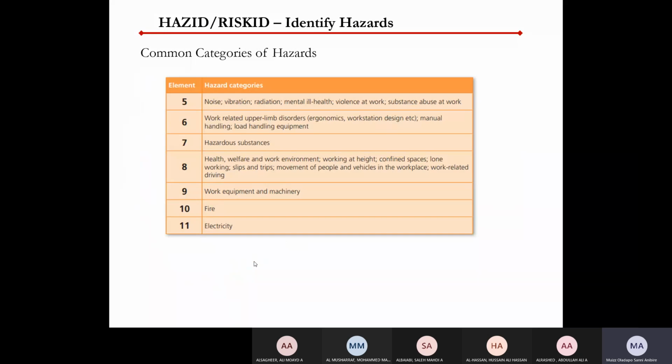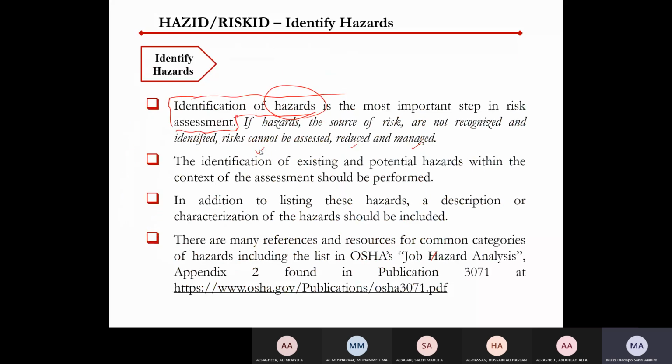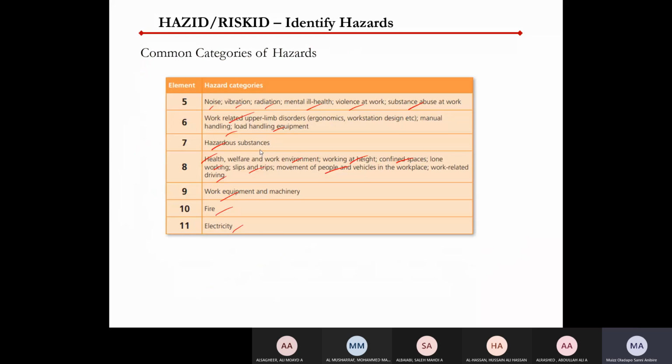So here you can see another categorization which is used by NEBOSH. You have hazard categories such as noise, vibration, radiation, mental ill health, violence at the workplace, substance abuse at work, ergonomics, work-related upper limb disorders, manual handling, load handling equipment, hazardous substances, health, work environment, welfare, working at height, confined spaces, lone working, slip, trips and falls, movement of people and vehicles, work-related driving, work equipment and machinery, fire, electricity. You don't have to use just one of them. You could use all these together and come up with a comprehensive list of hazards in the workplace, or a comprehensive list of hazards that you're interested in.